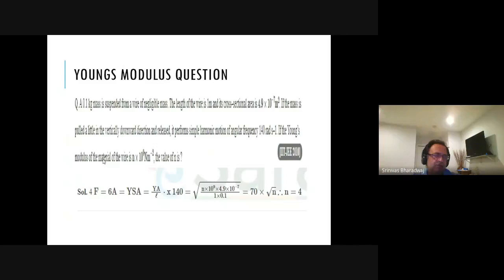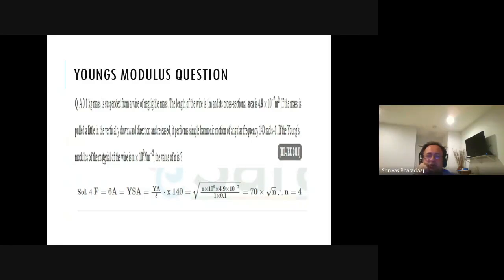In simple harmonic motion, what happens? Mg, the force, is equal to basically kx, right? Force is kx. Mg equals kx. And correspondingly, you find that 2 pi times square root of m by k is the period. Omega square equals k by m, right? So kx equals ma. So now k over m is omega square. K over m is omega square. So k over m equals 140 squared.